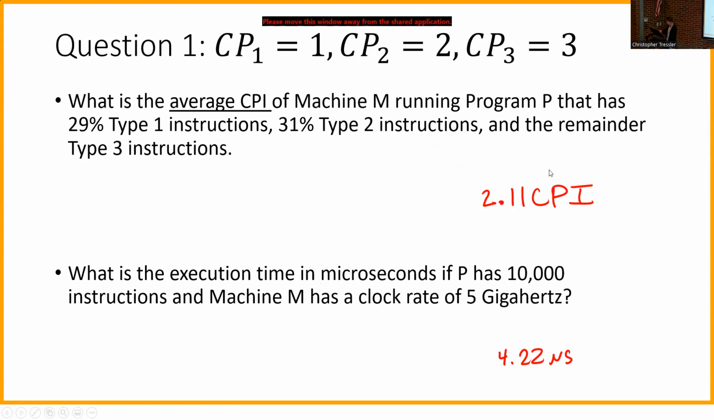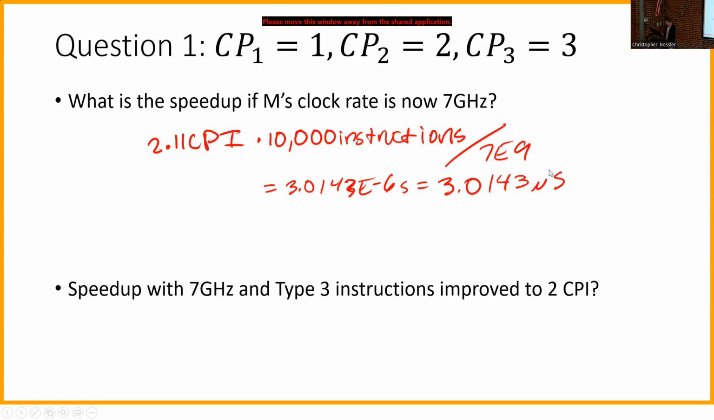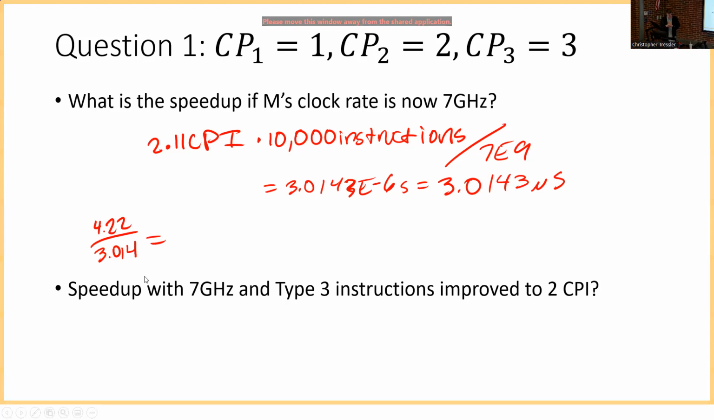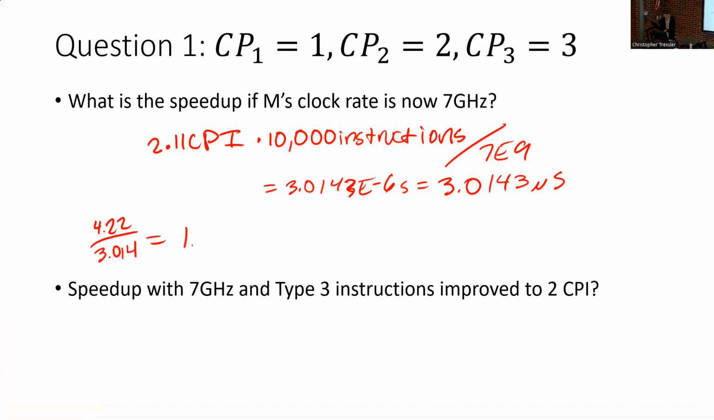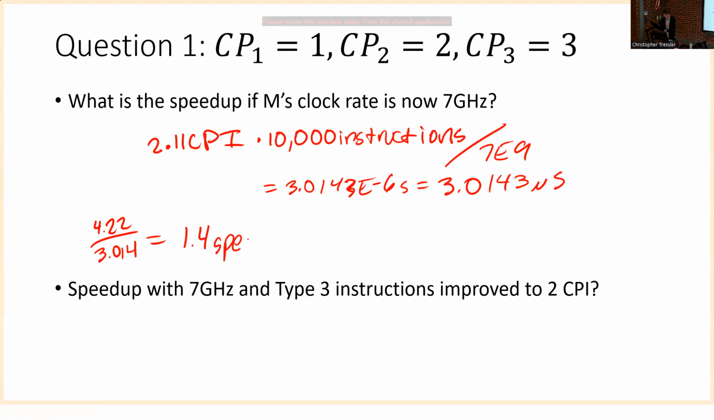So if I go back here, we had 4.22 and we had 3.014. If we do 4.22 over 3.014, we basically get 1.4. That's a 1.4 speedup. I believe this was an exact example problem.